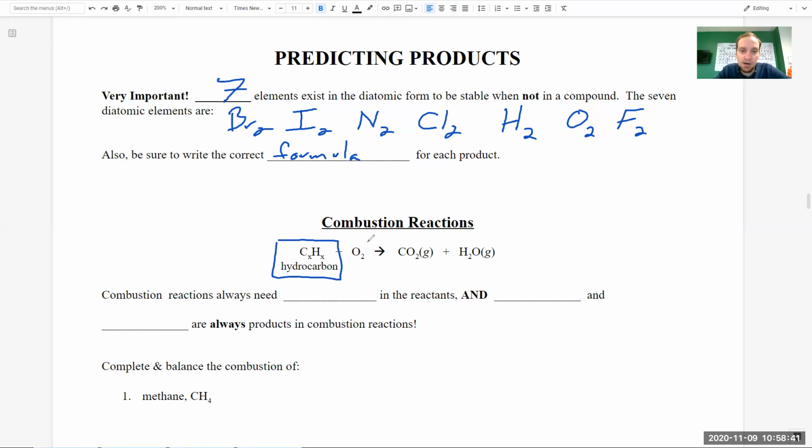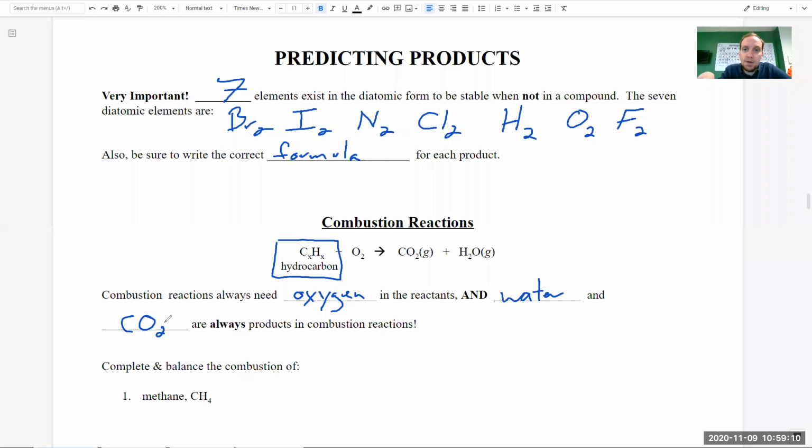It's going to react with oxygen. Again, you have to have oxygen in order to have combustion. And it's going to make the same two products every single time, which are water and carbon dioxide in either order. So like it says here, combustion reactions always need oxygen in the reactants. Again, in the absence of oxygen, you have no fire. And water and carbon dioxide are always products in a carbon combustion reaction, always, every single time.